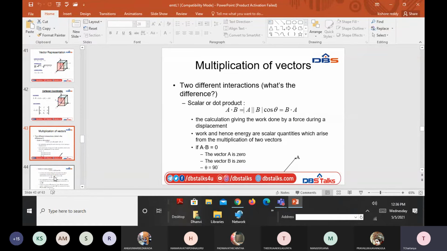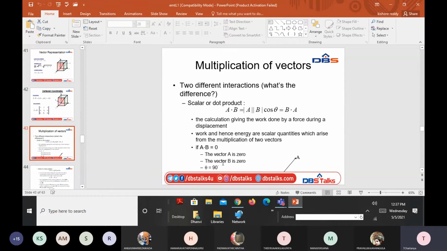And next, see the multiplication of the vector, which we have already seen. If it is a scalar dot product, A dot B equals the general formula magnitude of A, B into cos theta, where theta is an angle. From this we can also find the angle. Whenever you are doing the dot product between the two vectors and the value becomes 0, it means either theta becomes 90 degrees, or vector A becomes 0, or vector B becomes 0. Then only will the dot product of any two vectors become 0.